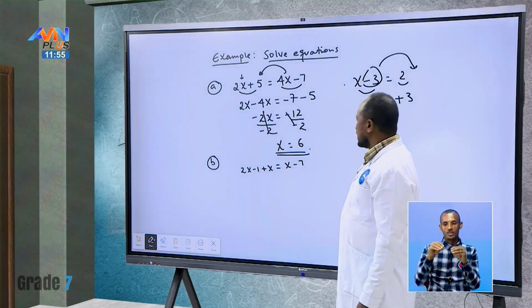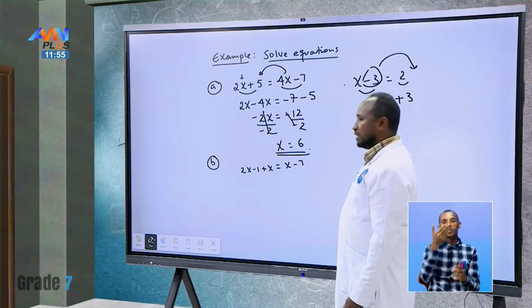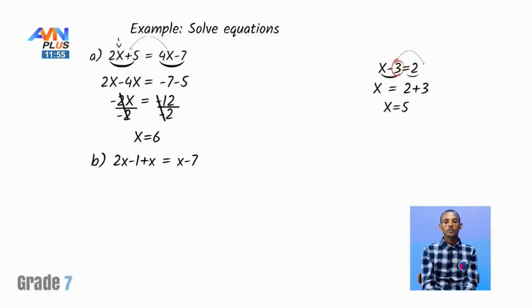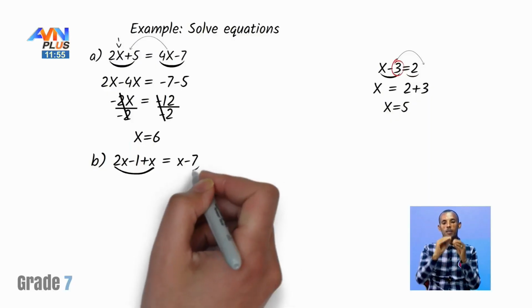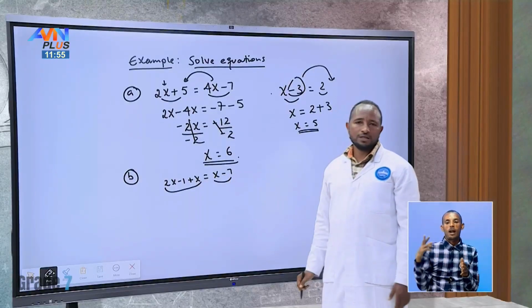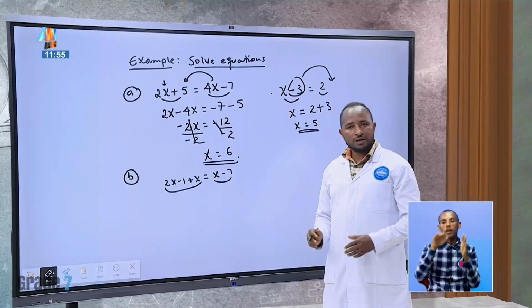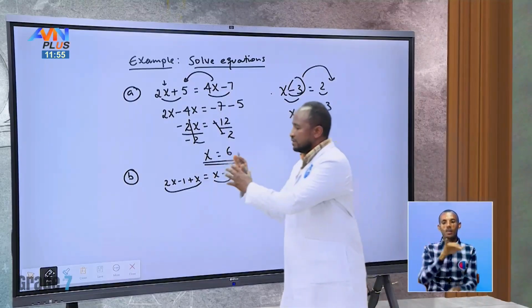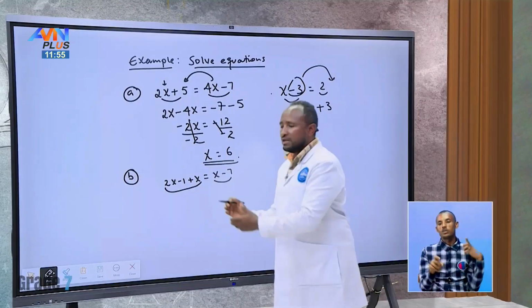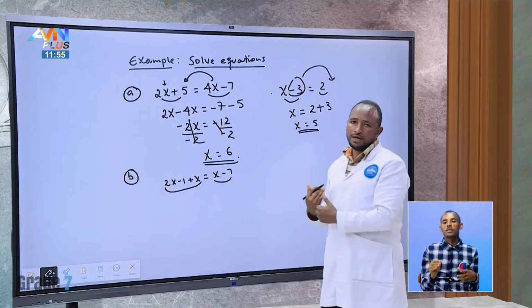Students, have you tried the question? Good. Now, let's see the answer together. The left side contains these numbers, 2x minus 1 and positive x. The right side contains x and minus 7. So, let's collect the like terms containing x on the left side and the constant terms to the right side.